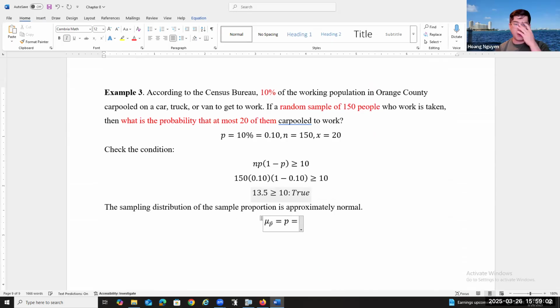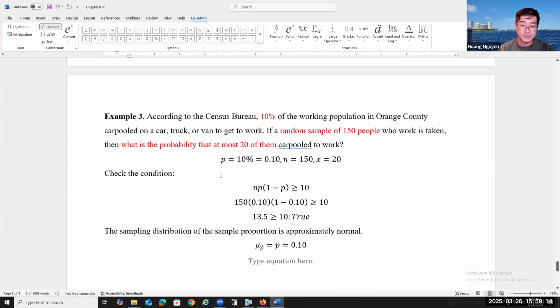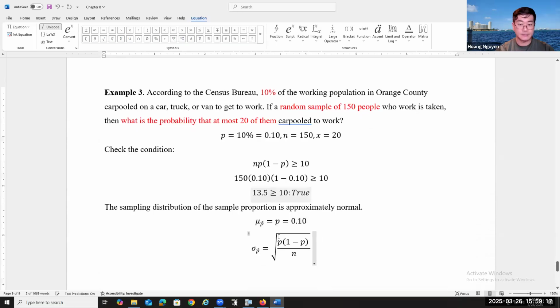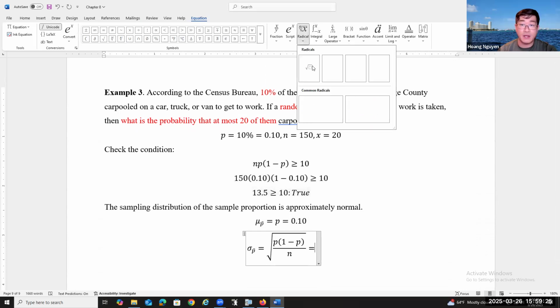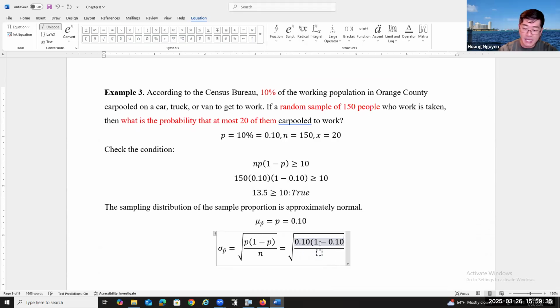Okay. So the population proportion that we have is either 10% or 0.10. How about the standard deviation then? We have the formula for the standard deviation earlier, right? So we're going to plug in the values. It's going to be equal to the square root of the population proportion, 0.10, times 1 minus 0.10, divided by the sample size, which is 150.